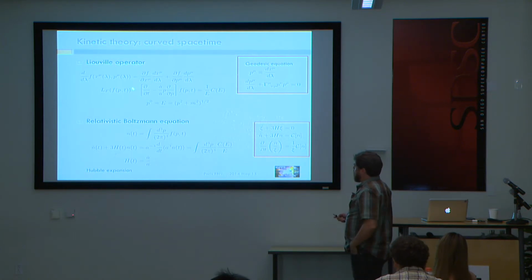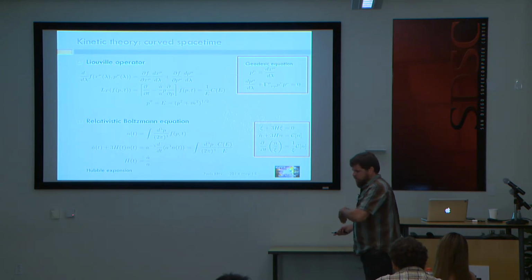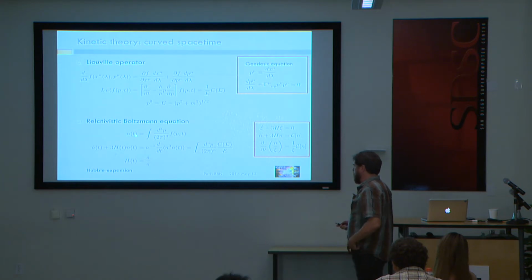If you integrate the distribution function with respect to momentum, you get the number density of the universe, which, remember, is a scalar, so it's got to be only a function of time.